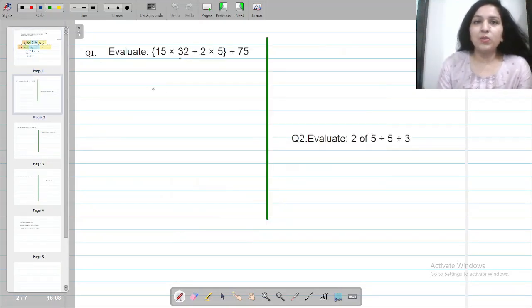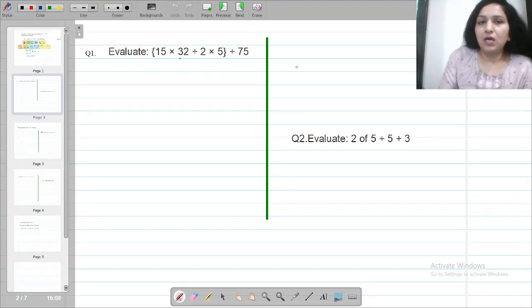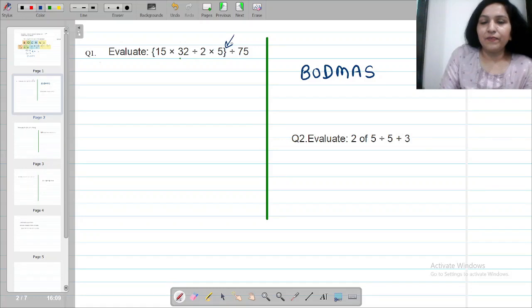Have a look at question number 1. It says evaluate. So many numbers you can see here. Multiply, divide, and there is a curly bracket as well. We have just discussed that we have to follow this pattern, that is BODMAS. Wherein, what is this B? This is bracket and we can see there is a bracket here, this curly bracket.